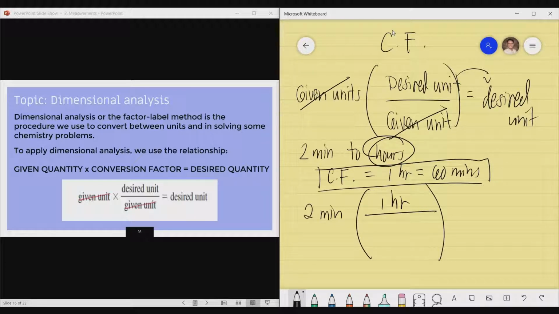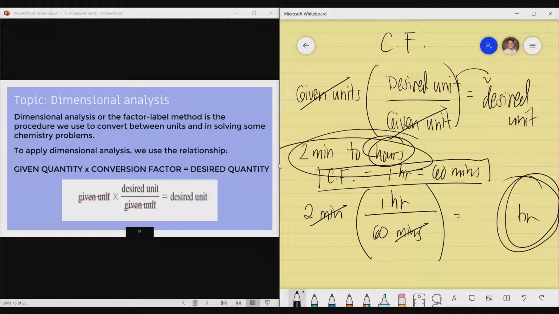And then denominator, given. Sa conversion factor, alin dyan ang given? Itong minutes. So, ilalagay ko, 60 minutes. So, at this point, makakancel na si minutes na unit, ang matitira ay hour. Which is yung hinihingi nitong tanong sa akin. And then, input sa calculator, you will get your answer as well as following the significant figure. Okay? So, that is how we apply dimensional analysis.